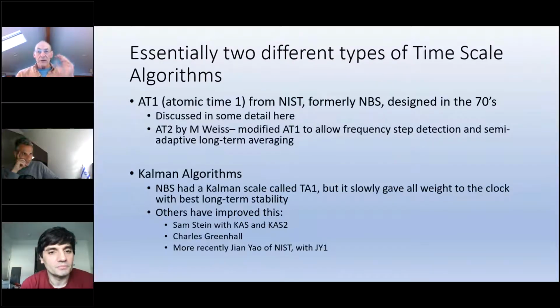Okay, there are essentially two different types of timescale algorithms. There's this one called AT1, which stands for Atomic Time 1, which was designed when it was NBS in the 70s. It's now NIST. It's still used. AT1 is still the algorithm used in NIST. I created an AT2 algorithm, and I'm not going to talk about the differences so much. There are also Kalman filter algorithms, and there has to be some special stuff done to make sure it doesn't shift all the weight to the best clock. And there's been a lot of work on that also.